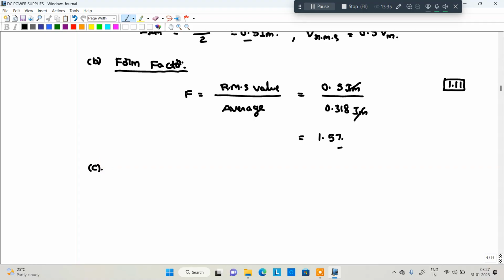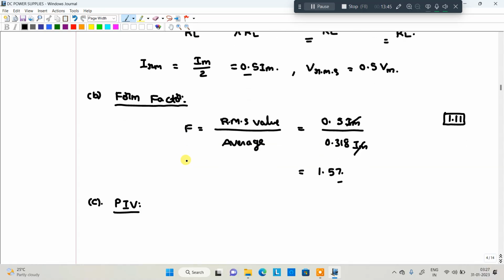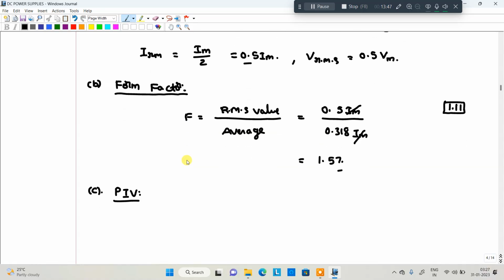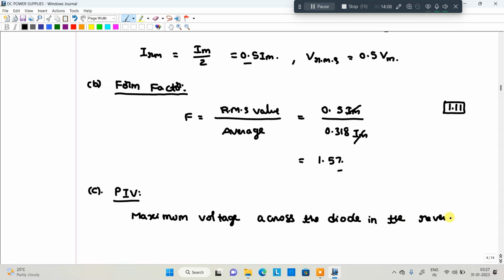Peak inverse voltage. It is also important. PIV is called peak inverse voltage. What is a peak inverse voltage? We'll see first. The peak inverse voltage is nothing but the maximum voltage across the diode in the reverse direction.